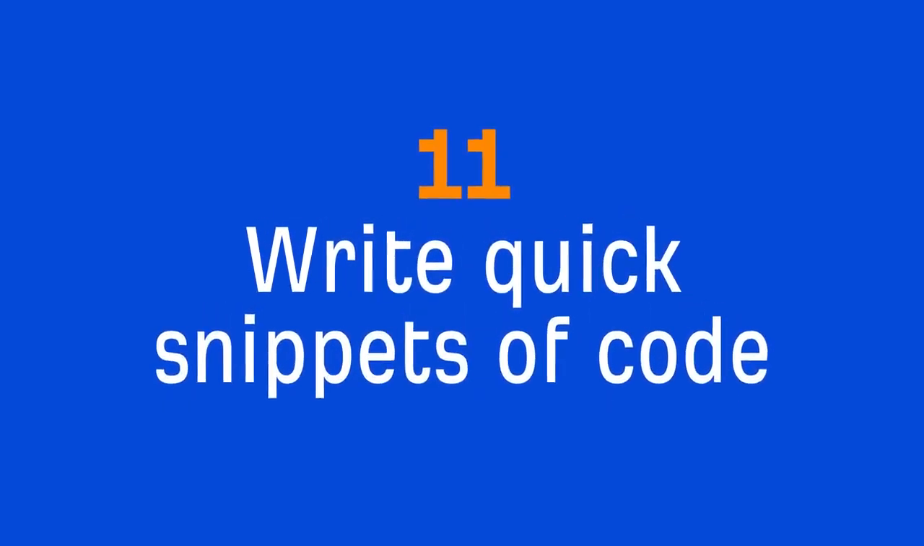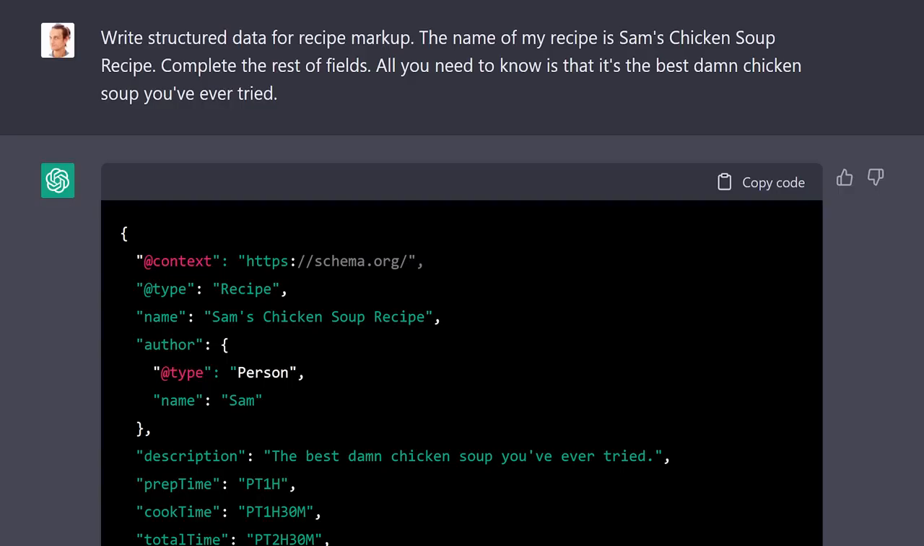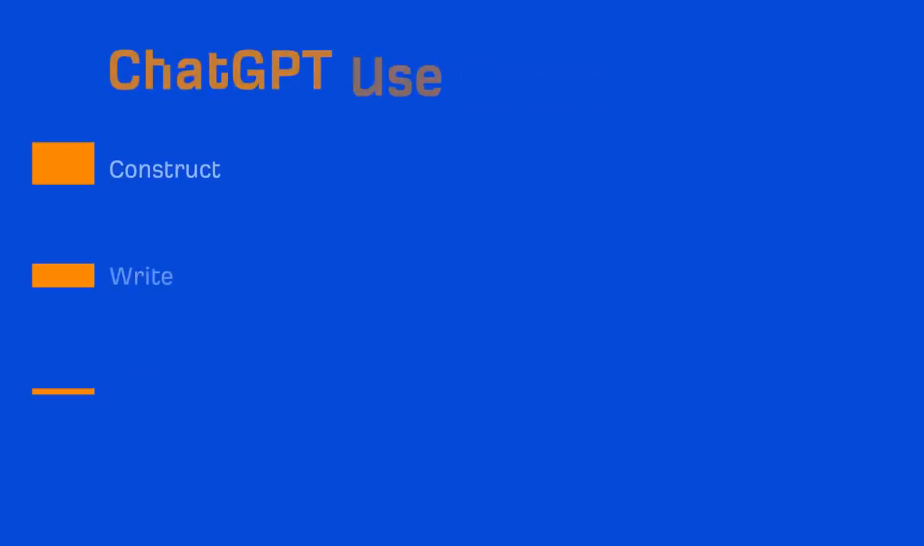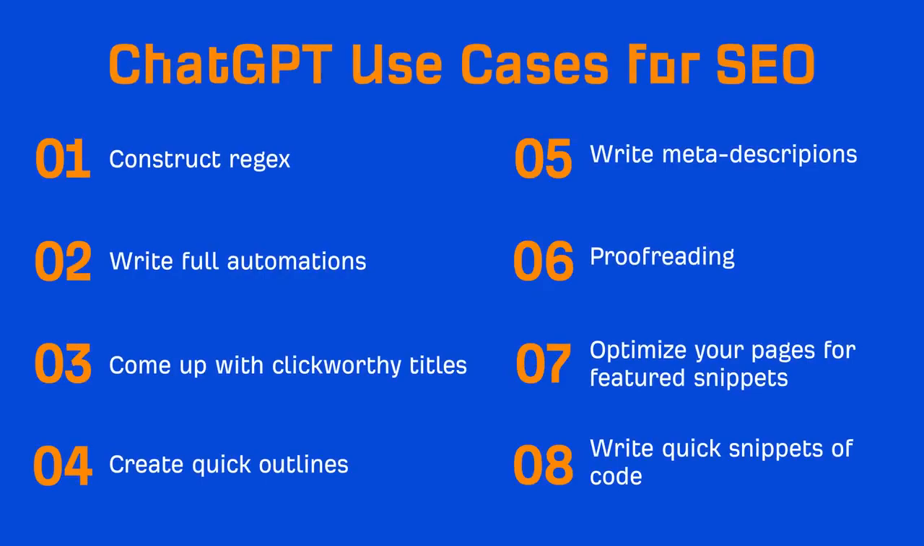But what it's really good at doing is whipping up quick snippets of code for things like schema markup and hreflang snippets. Now, you should have a good idea of some effective ways to use ChatGPT for SEO and some things you may not want to waste your time on. Here's a full list of ChatGPT use cases that we went through.